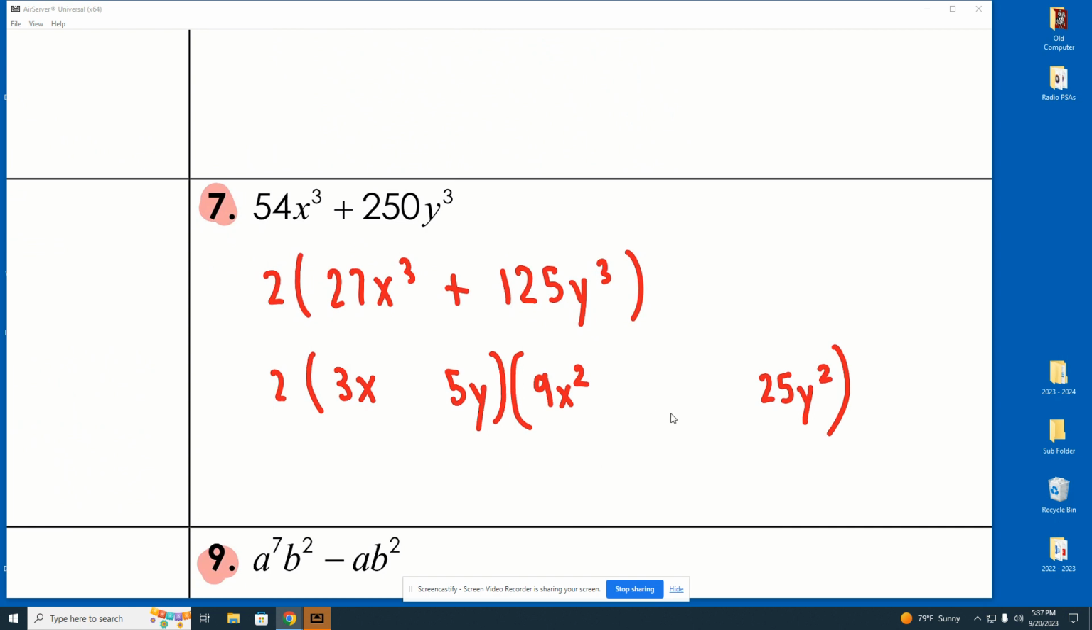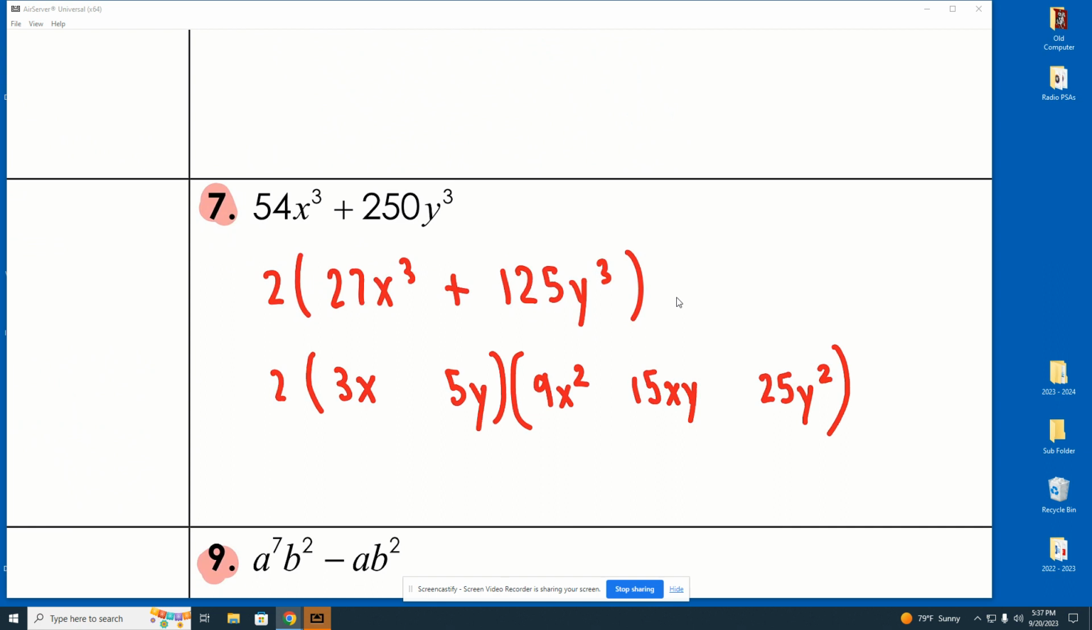Now, what about right smack dab in the middle of your trinomial? Well, it's a times b. That's 3x times 5y. Well, 3 times 5 is 15, and x times y is xy. So that's what goes right in the middle.